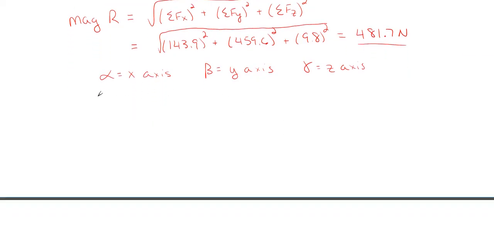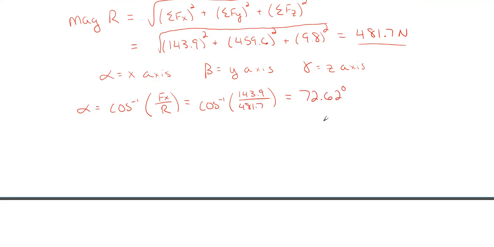All right, so working through our equations here, as I said, rearranging what we did for F2, alpha will just be the cosine inverse of the Fx component over r for our resultant, and this is only dealing with the resultants. So we would have cosine inverse of Fx, which is just our total summation of Fx, which is 143.9 over our magnitude of 481.7. And this gives us a total of 72.62 degrees off of the x-axis.